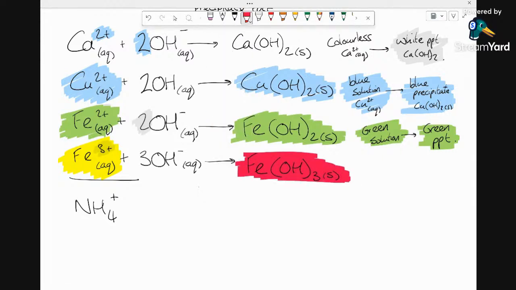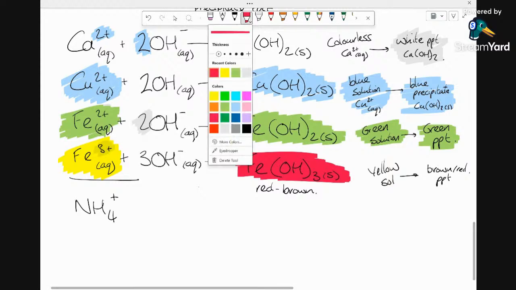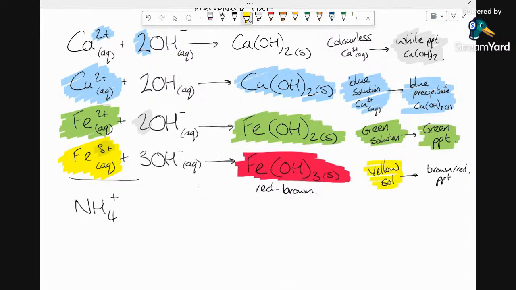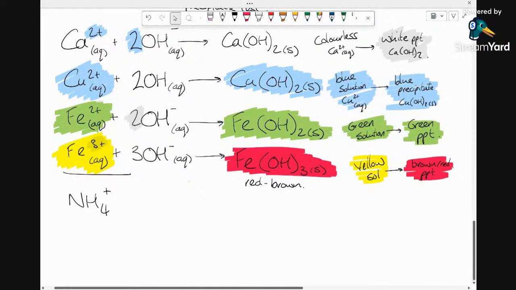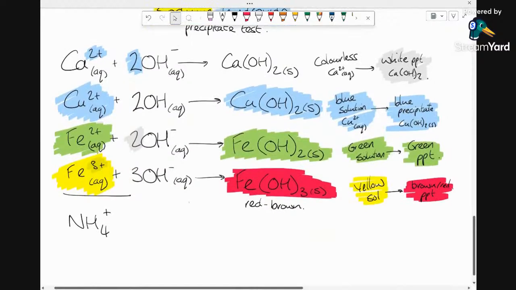It's not red, by the way. It is genuinely red-brown. Red-brown precipitate. I actually just flat out prefer brown, by the way. I hate red-brown, but I have to teach it. So this is yellow solution, yellow sol, going to a brown precipitate, brown PPT, brown stroke red. I like it. So it's nice then just to add our colors on there as well, just to see it again. Cool. Okay, so we're seeing all these beautiful colors. Now at this point, our precipitate tests are kind of done.